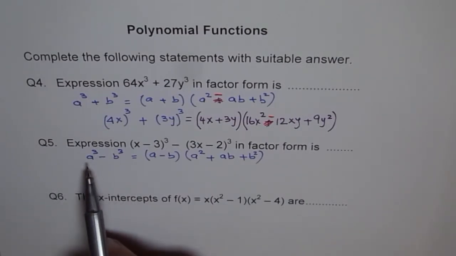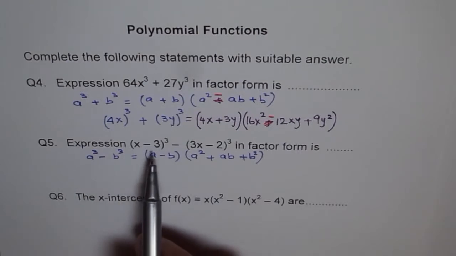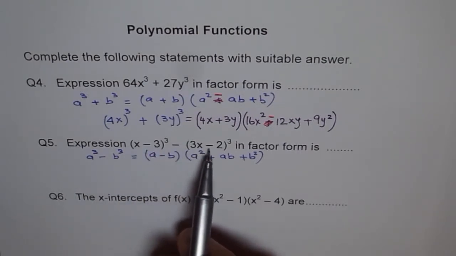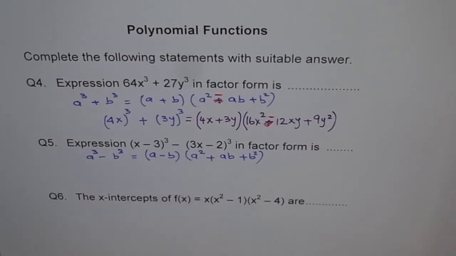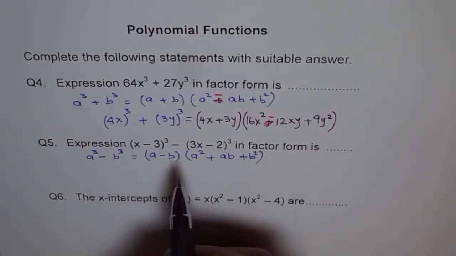Now, what is a for us? In this case, a is x minus 3. And what is b for us? 3x minus 2, right? So this is kind of complicated. It may require more space. So anyway, let's try to do it.